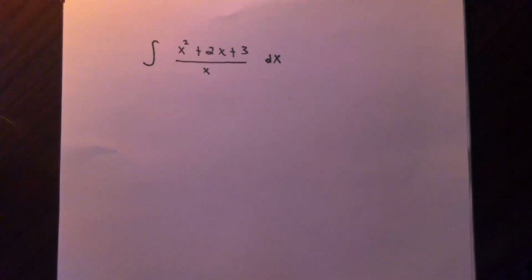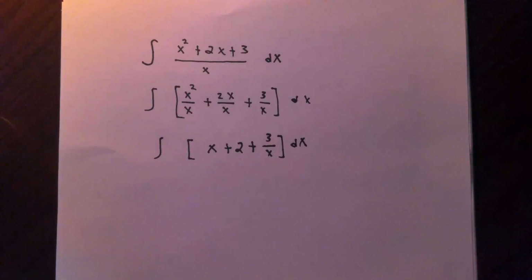Sometimes, instead of doing a u substitution, a little bit of algebra is called for. If I needed to integrate the fraction x squared plus 2x plus 3 divided by x with respect to x, I can do some algebra that will help me out here. I do have to warn you, this is not the same as the integral of x squared plus 2x plus 3 divided by the integral of x. Integrals don't act that way.